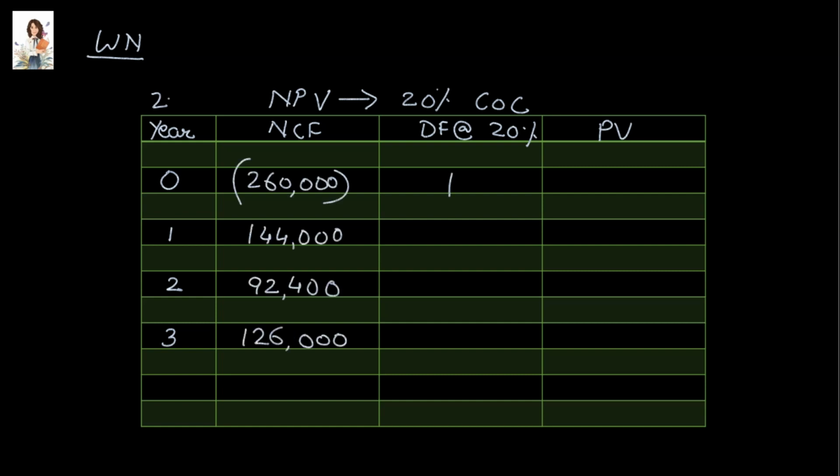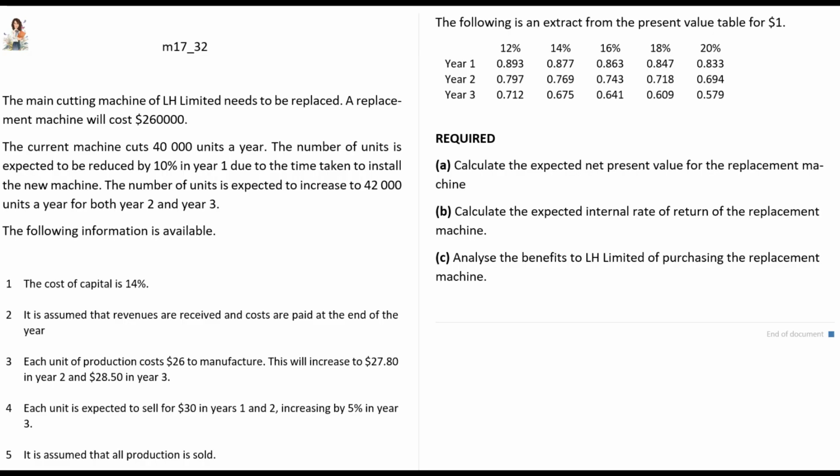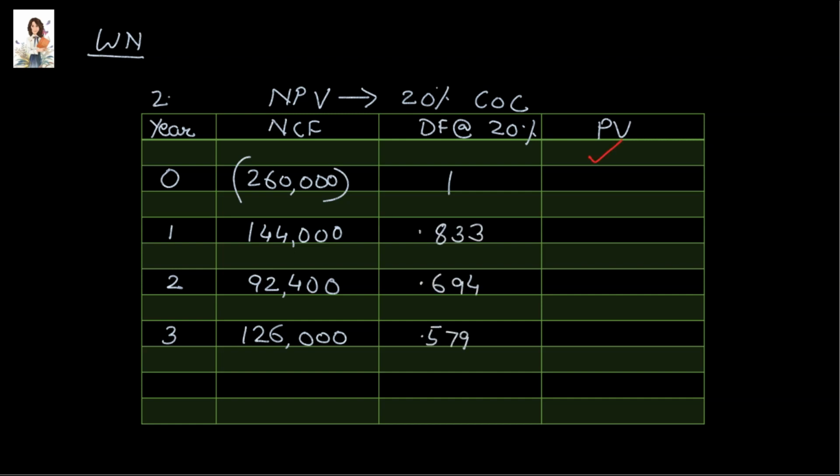Discount factor for year 0 is always 1. Next, we will write our discounting factors at 20%. Present value is net cash flow of each year multiplied by the discounting factor of that year. We can now find out the net present value, which will be the total of all these figures.